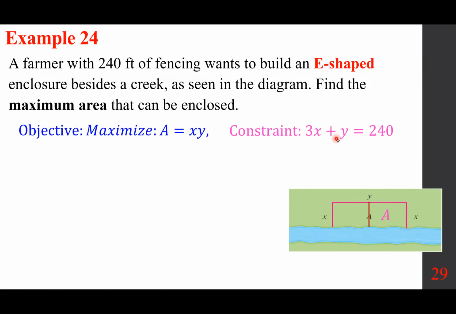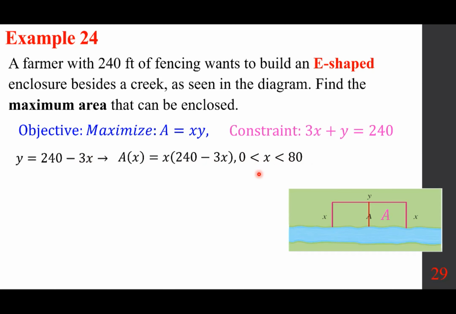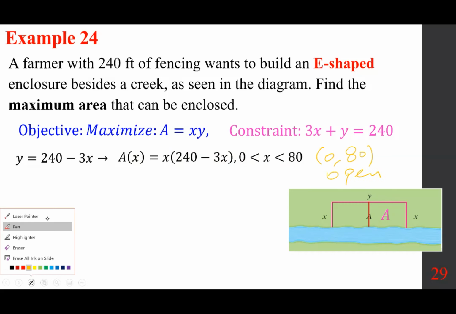We solve for y in order to replace it here and make a function of one variable. So y is 240 minus 3x. When you put it in here, it becomes A of x equals x times 240 minus 3x. And here's the restriction on x. First of all, x represents a dimension, so it can't be negative, so it must be positive. Secondly, if you set this equal to 0, x becomes 80, and then there is no area. So 0 and 80 are not included, so you are dealing with the open interval of 0 to 80.